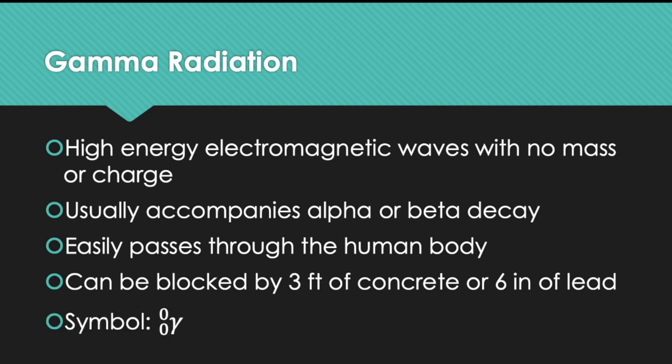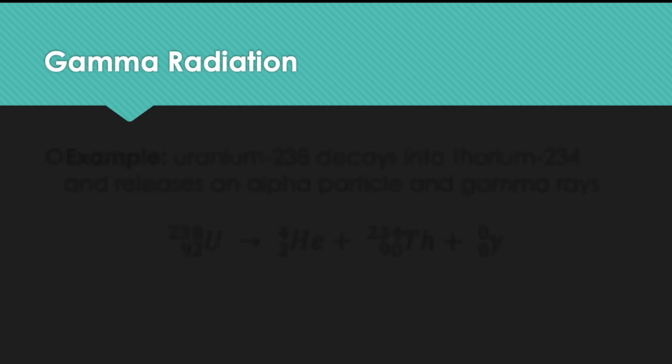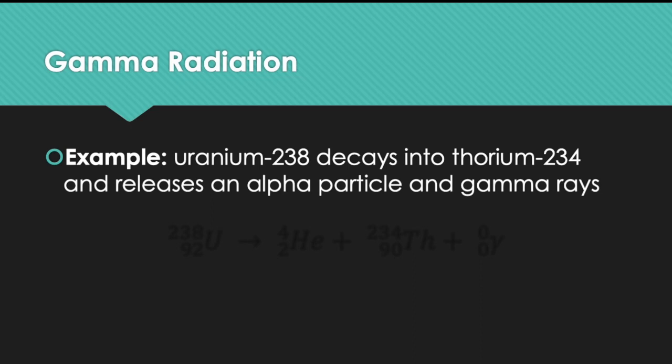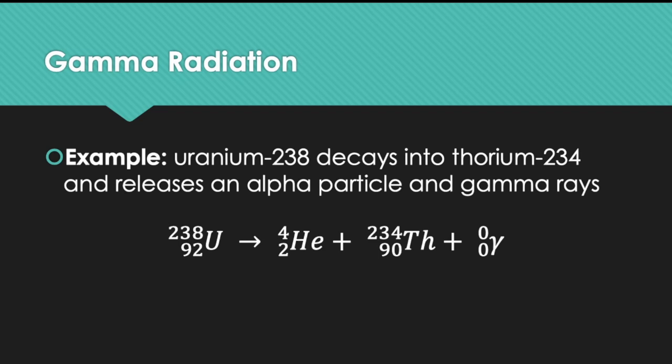The symbol for gamma radiation is a 0 for the mass number, a 0 for the atomic number, and the Greek letter gamma. An example of gamma radiation is that uranium-238 will decay into thorium-234 and will release an alpha particle and gamma rays. So this looks like an alpha decay, but they've also added the symbol for gamma radiation at the end as well.